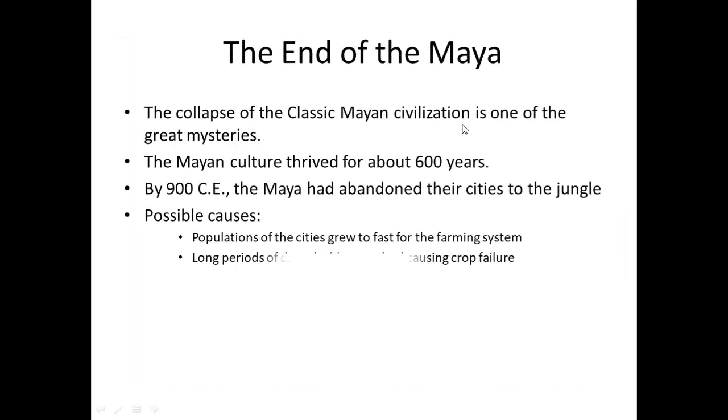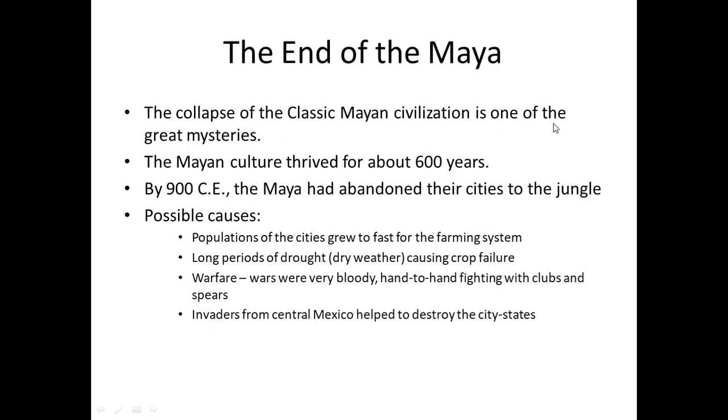So the collapse of the Mayan civilization is one of the great mysteries, but I have given you one of the reasons. By 900 CE, the Maya had abandoned their cities to the jungle. Lumipat sila sa gubat. So ano yung causes? Population of cities grew too fast for the farming system. Dumami ang tao, nawala ang mga farms.